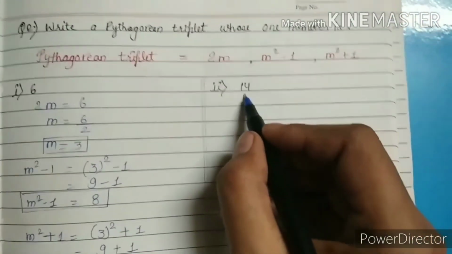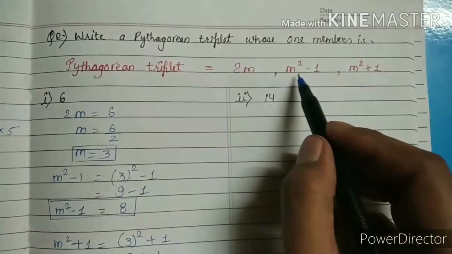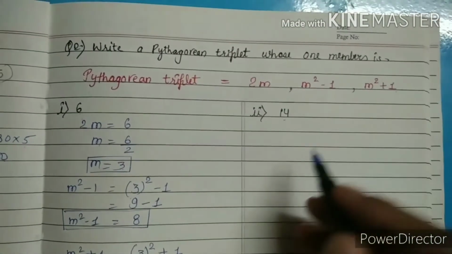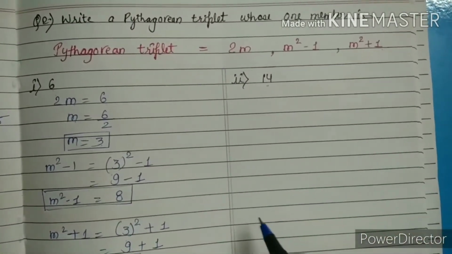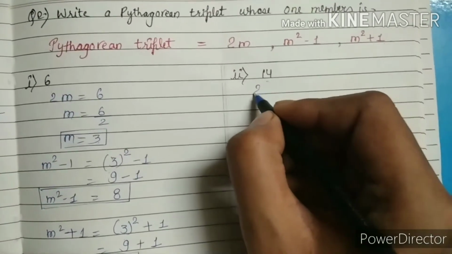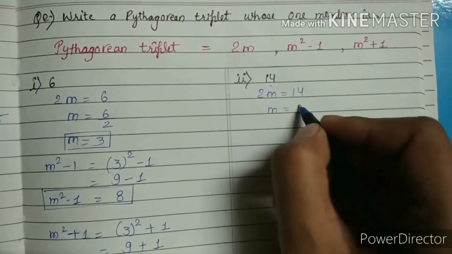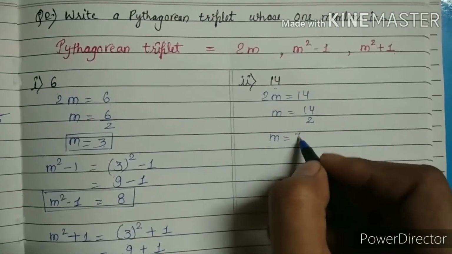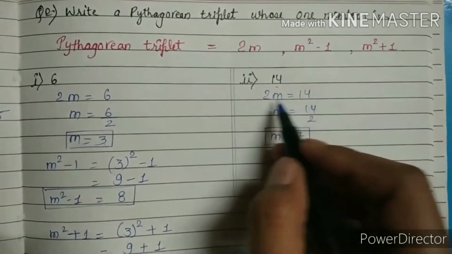Now 14. So how can we suppose 14 as 2m, m square minus 1, m square plus 1? Which can we suppose? We can suppose anything. If its value becomes true, it will be correct. I am supposing 2m is equal to 14. So dividing 14 by 2, the m value becomes 7. It means we supposed right.